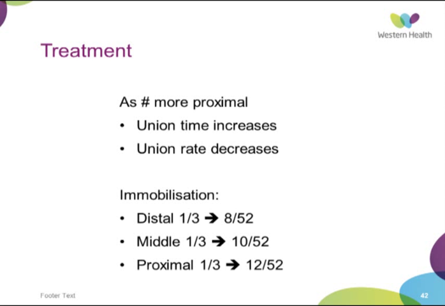However, as the fracture becomes more proximal, the union time increases and the union rate decreases. So this should affect what we do with immobilization. The more proximal the fracture, the more time the patient should be in a cast. And even the distal fracture, the distal third, should be treated in a cast for at least 8 weeks. I noticed a lot of the times people come out of the cast at 6 weeks, which really isn't appropriate. It should be a few weeks longer.